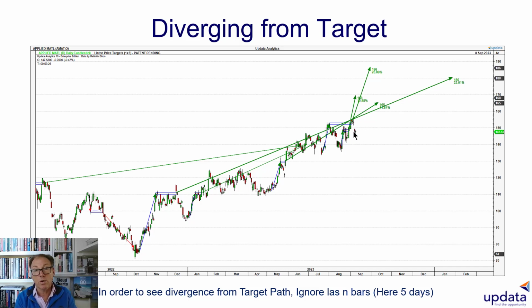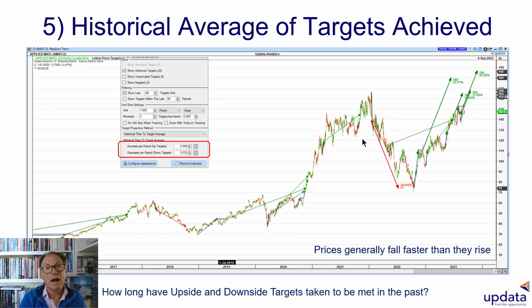So if I don't ignore it, it'll keep adjusting the targets, a bit like what you would do with a stop loss. And then the other one that's potentially quite exciting, and this will dovetail into backtesting when we start doing more and more with backtesting, is how well have the targets worked in the past.